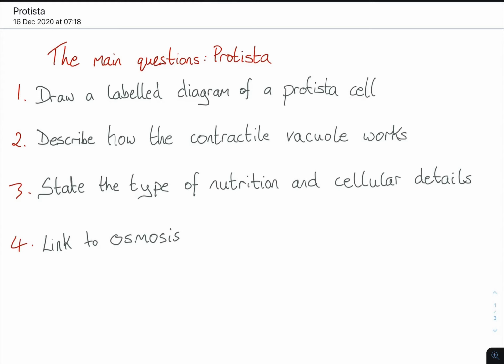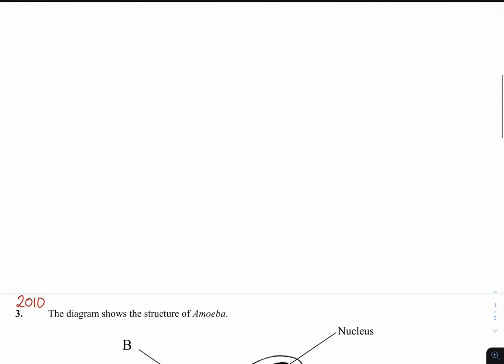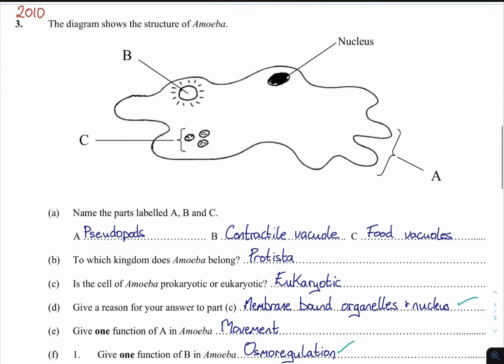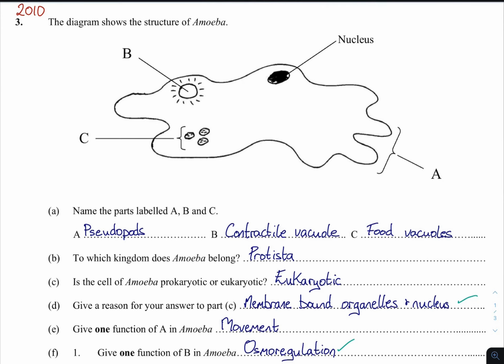So, parts 3 and 4 are to state the type of nutrition and the cellular details, and the fourth one then to link to osmosis, probably the one that comes up most frequently. So, starting off, 2010 was kind of a neat one that encompassed a lot of these. That's what I was looking for. So, part A, name the parts A, B, and C.